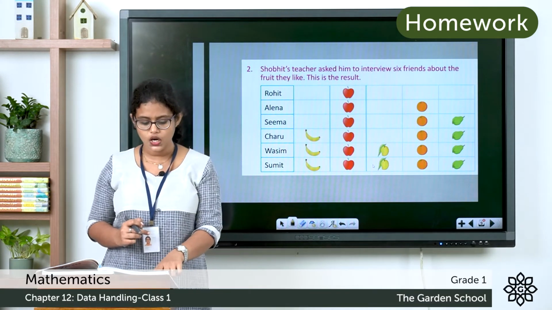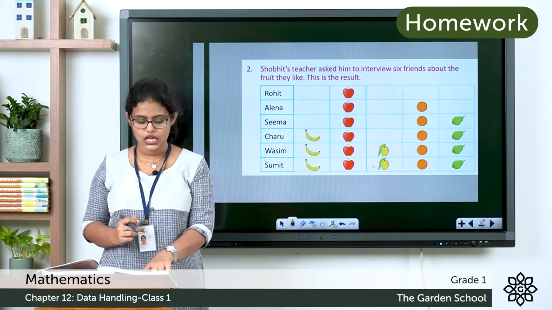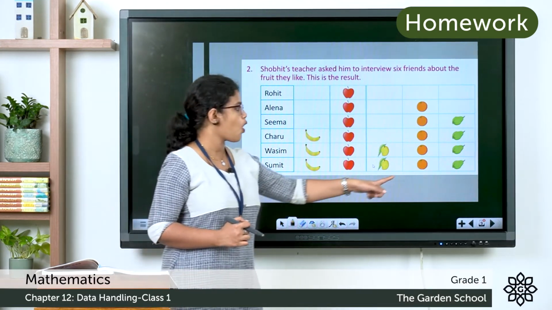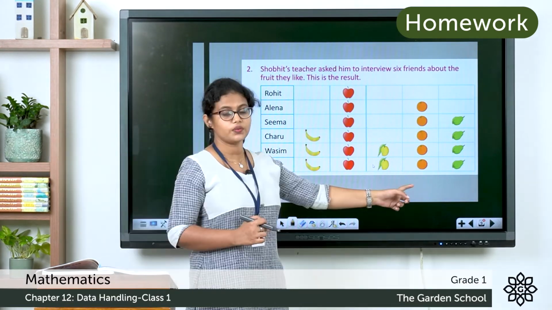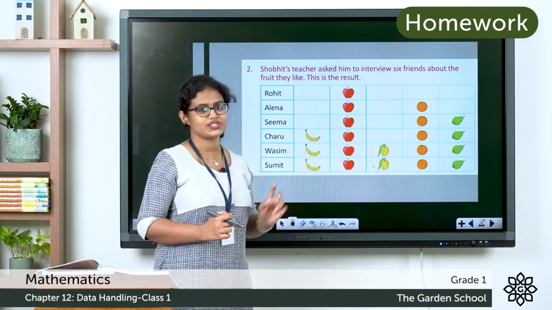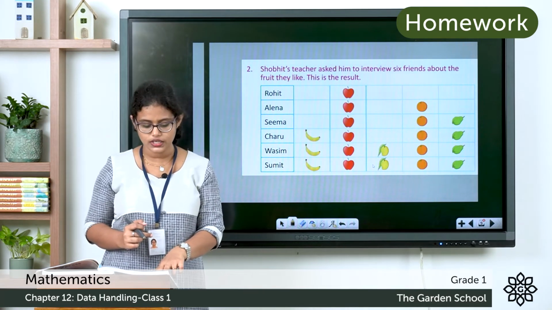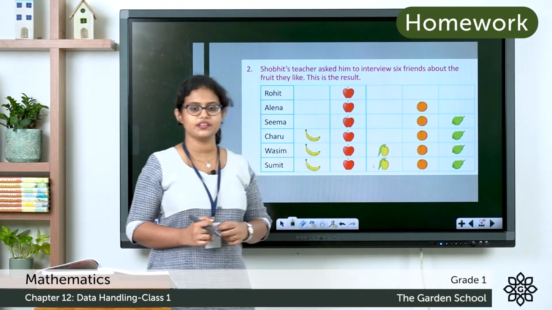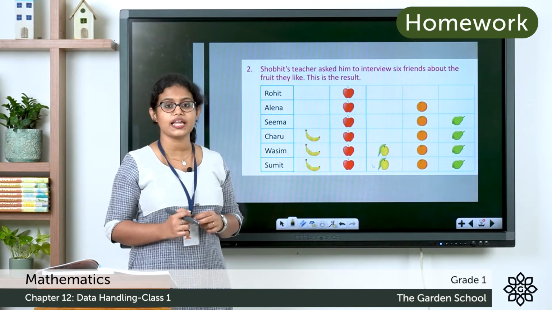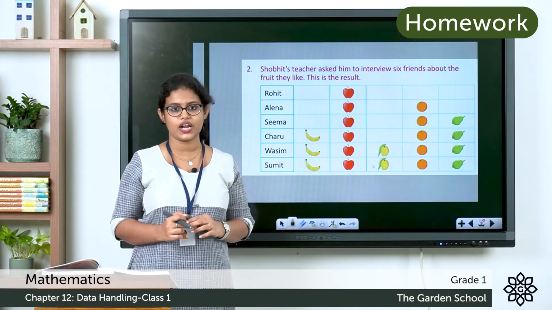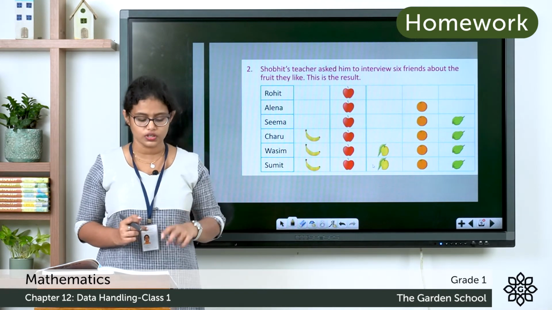See the second one. Which is more popular? Orange or banana? So which one is more popular? Orange or banana? Most of his friends like orange. So which is popular? Orange. See the third one. How many friends like pear? So this is the fruit pear. So how many of his friends like that fruit? 1, 2, 3, 4. 4 of his friends. So the answer is 4.